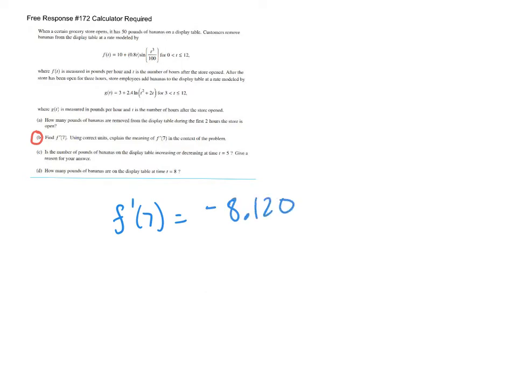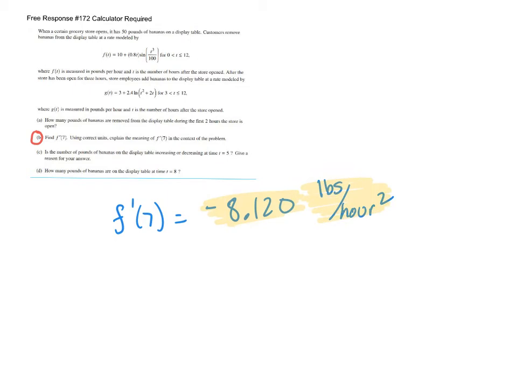Now, this is the derivative of f. F is measured in pounds per hour. This is pounds per hour squared. And what this means is that at 7, this rate is actually changing at negative 8.120. So this is kind of like the acceleration for our function for bananas being removed. So I'm coming up with negative 8.120 on that one, pounds per hour squared.